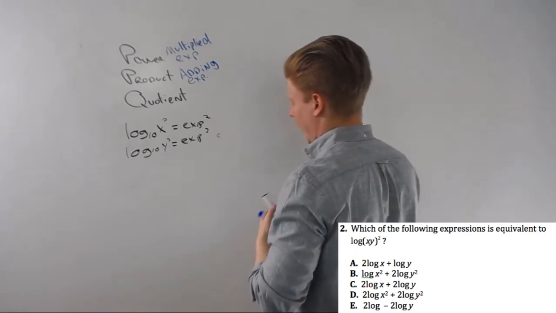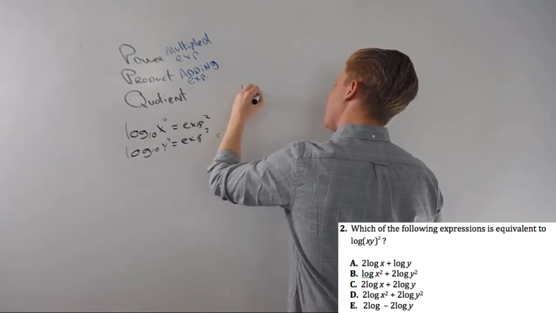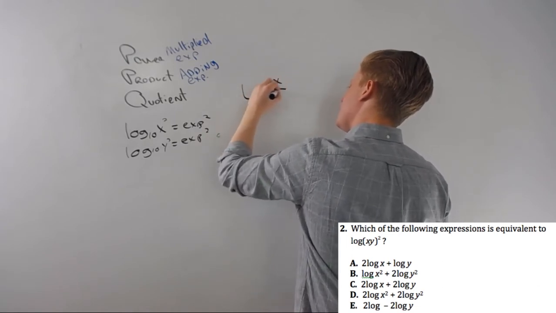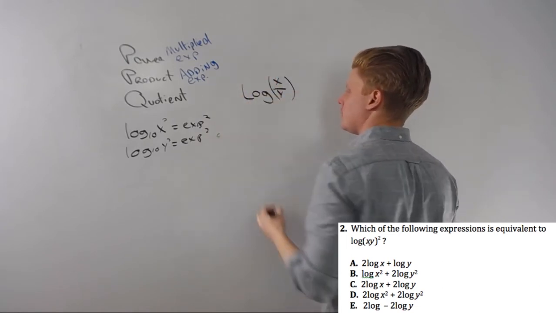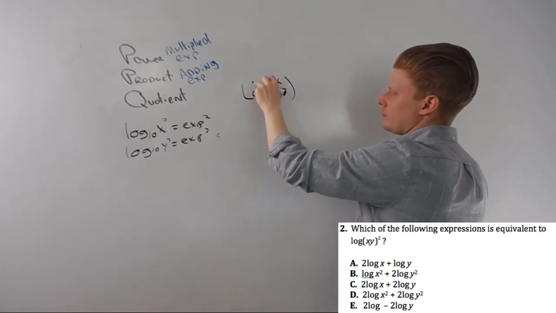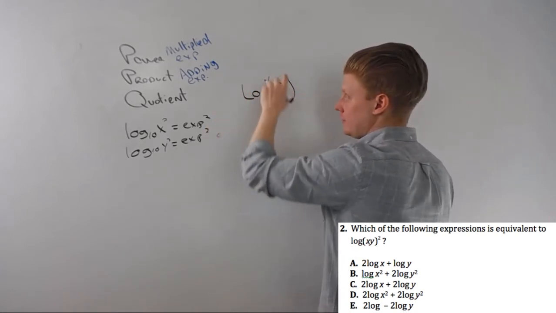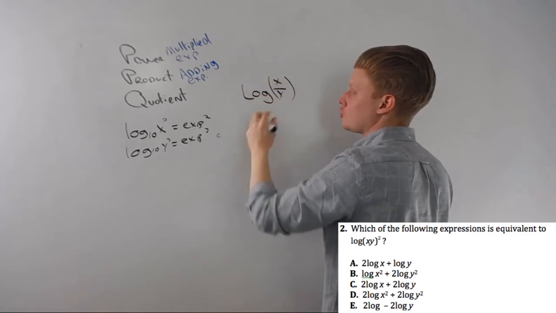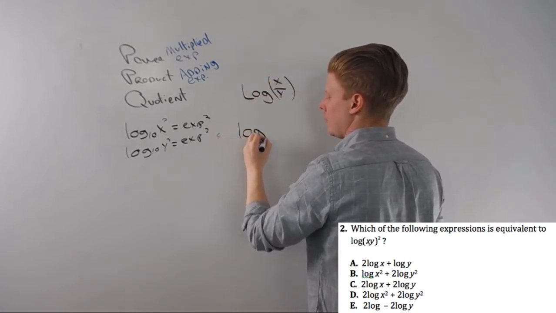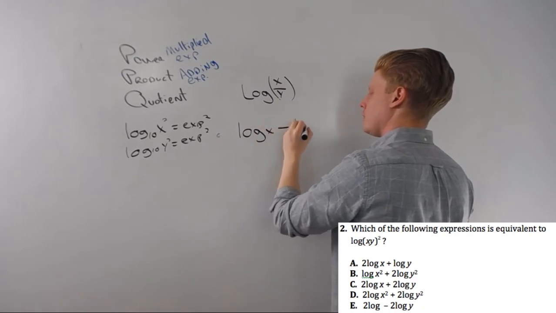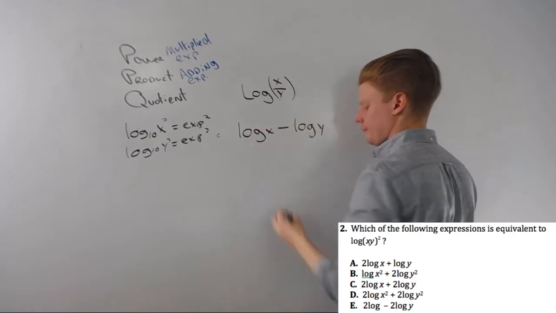Now, let's talk about the quotient property for a second. Instead of log xy, let's say I had log of x over y. Well, when I'm dividing things that have the same base and they have exponents, I subtract the exponents. So I would write that as log x minus log y.